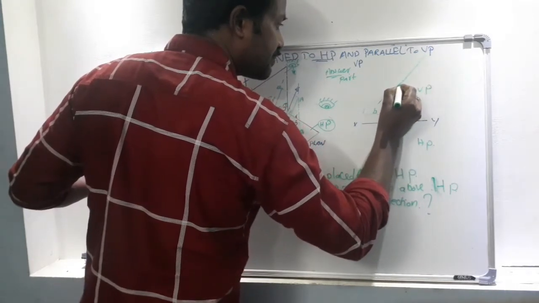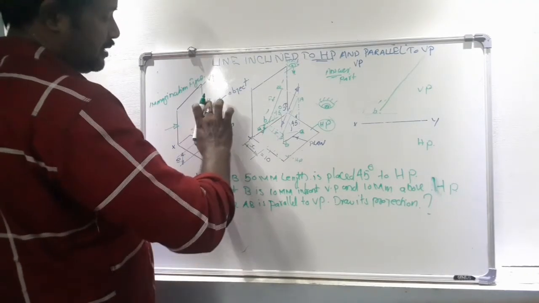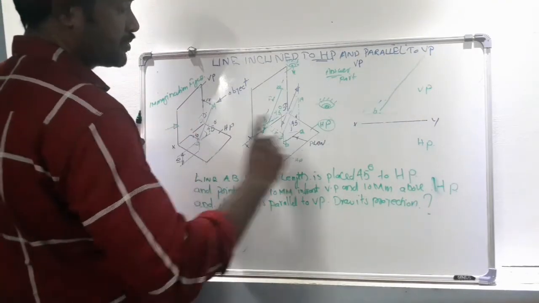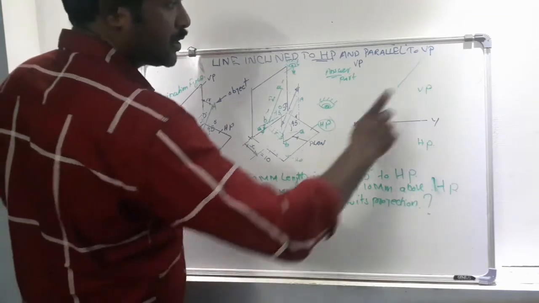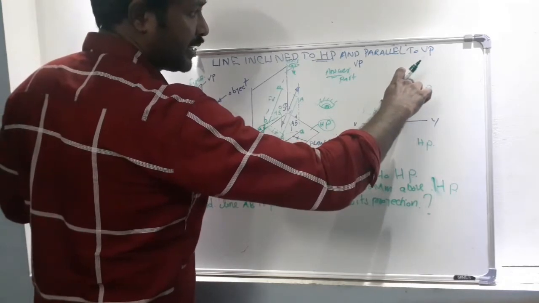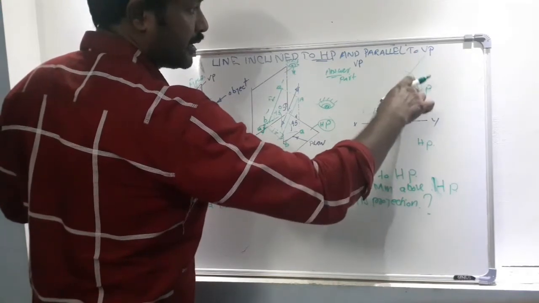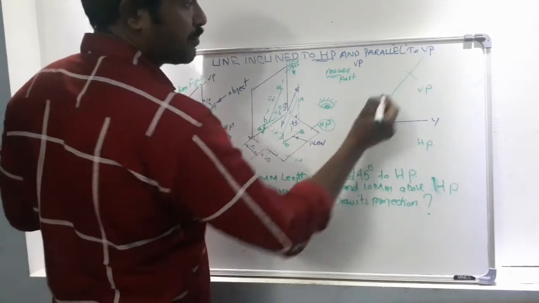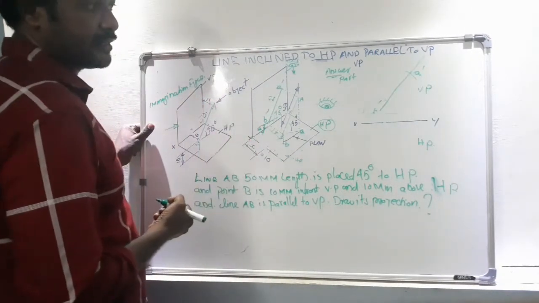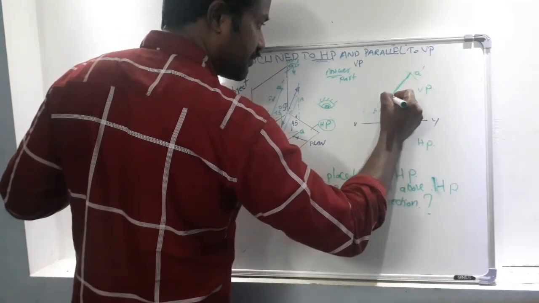Now take the length of line AB in your compass. Take a radius of 50 mm in your compass. Keeping B as center, draw an arc here. That arc radius is 50 mm. This intersecting point is marked as A dash. Now this is our front view.